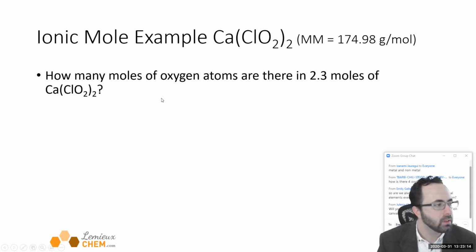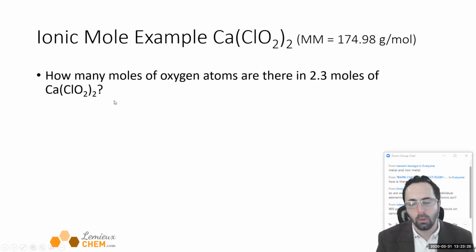And so our first example question is, how many moles of oxygen atoms are there in 2.3 moles of calcium chloride? The hard part is you have to figure out which relationship you need to use. Here I need a relationship between moles of calcium chloride and moles of oxygen atoms. So we're going to use the one where we're counting how many atoms are inside. We already figured out that 1 calcium chloride contains 4 oxygen atoms.